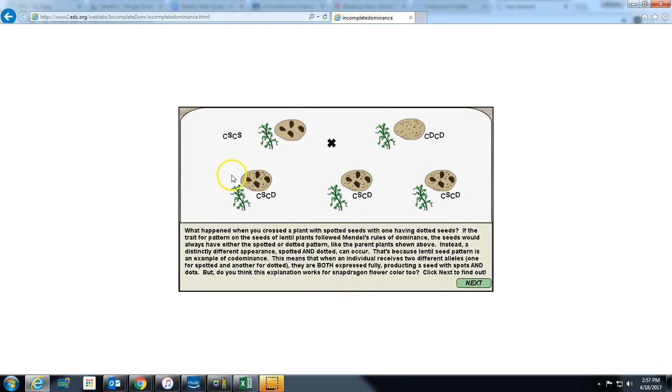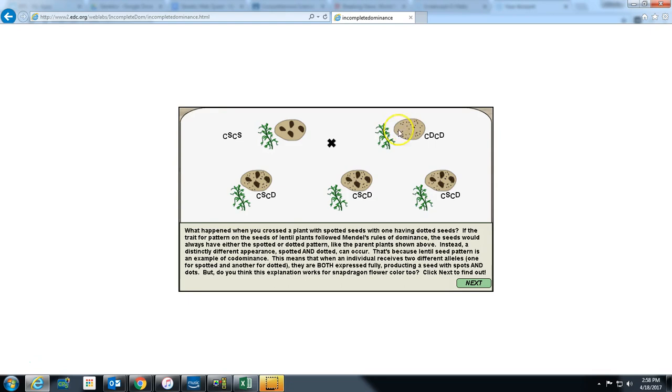All right, so what happened when you crossed a plant with spotted seeds, that's this guy, with one that had dotted seeds, that's this guy? If the trait for the pattern of the seeds on the lentil plants followed Mendel's rules of dominance, the seeds would always either have just one or the other, like the plant shown above. Instead, a distinctly different appearance, spotted and dotted, or what I was calling mixed, can occur. That's because lentil seed pattern is an example of codominance. This means that when an individual receives two different alleles, one for spotted and another for dotted, they are both expressed fully, producing a seed with spots and dots.